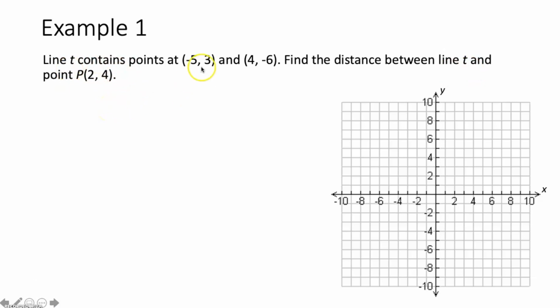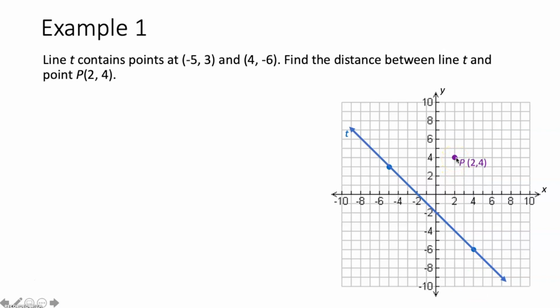So first, let's graph this. Line T contains points at (-5, 3). So I go over -5 on the x-axis, up 3 on the y-axis, put a point. Line T also contains a point at (4, -6). I go over 4 on the x-axis, down 6 on the y-axis, put my other point. Draw a line through those two points. That's line T. Our point P is at (2, 4). So I go over 2 on the x-axis, up 4 on the y-axis, put point P.